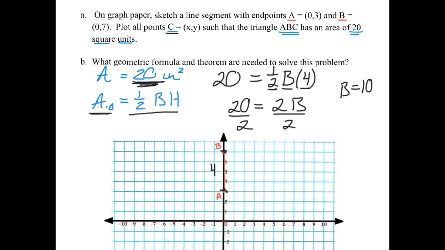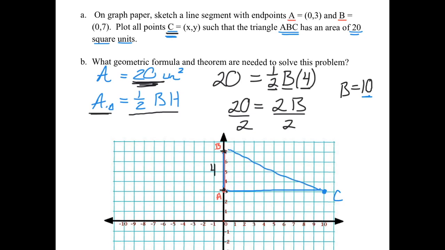Now we can go back to our graph. I know that point C is going to have to be 10 units away from this side of my triangle in order to create that base of 10 units. So I can put point C 10 units to the right here. This would form my triangle ABC with an area of 20.